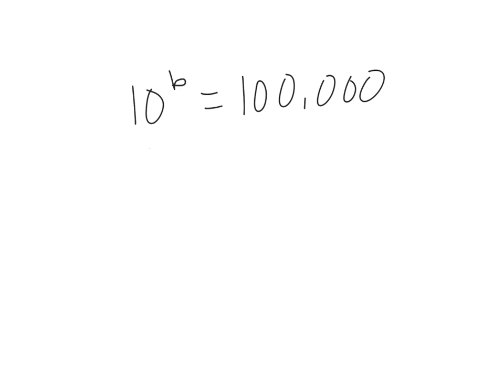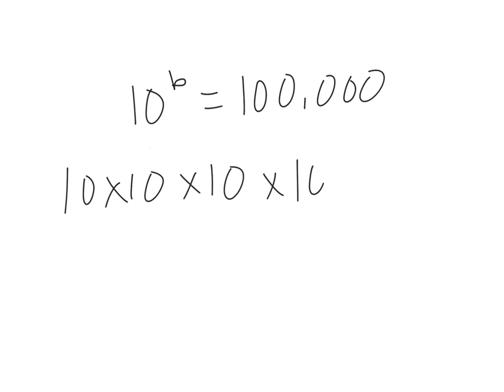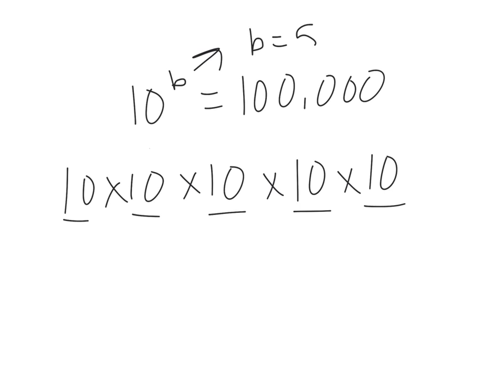So how many times do you have to multiply 10 by itself to get there? Well, 10 times 10 is 100. Then 100 times 10 is 1,000. 1,000 times 10 is 10,000. And then 10,000 times 10 is 100,000. Now that I'm there, I can just count these. I have 1, 2, 3, 4, 5. So for this problem, b equals 5. That's kind of a medium problem, you'll see.